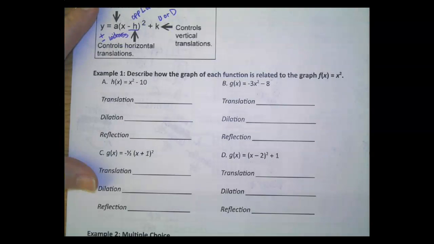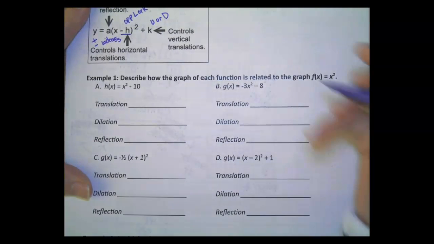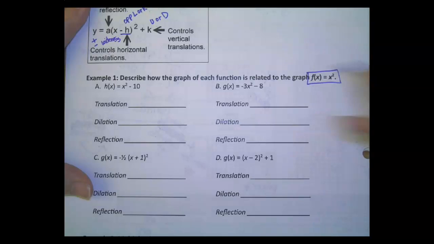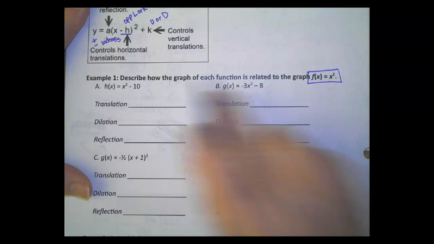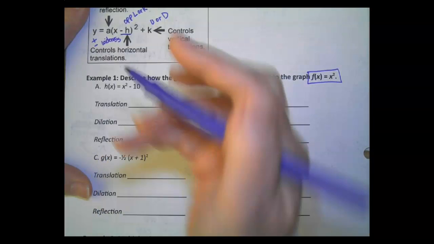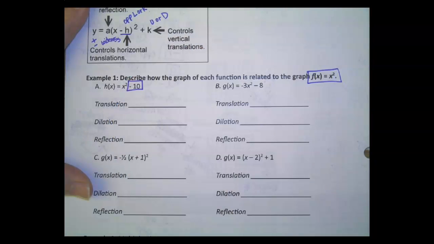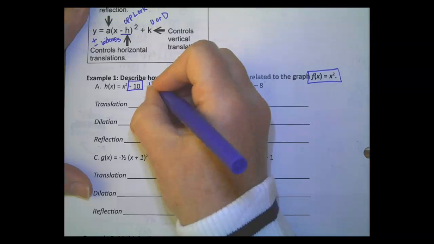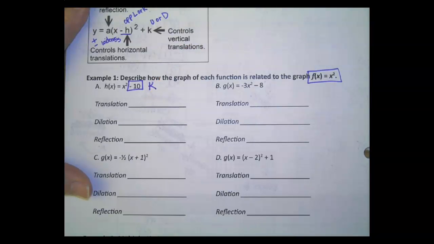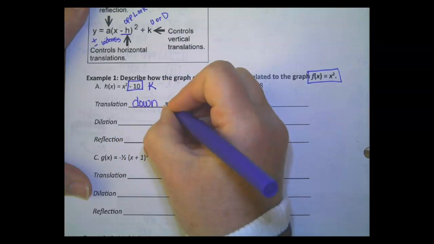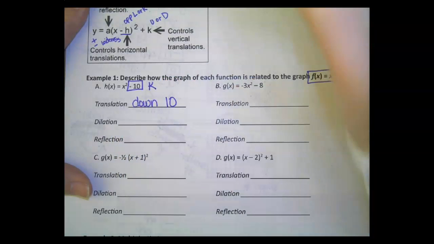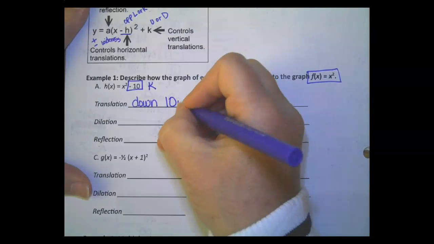All right, so our original equation would look like this. From here is like your basic equation. What has changed between here and here? Hopefully you can see it's a -10. It is not in parentheses, so this is our K. Does it translate? Yes. It goes down 10. So that whole graph moves down 10 units.